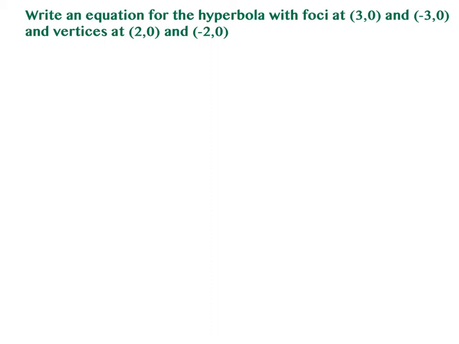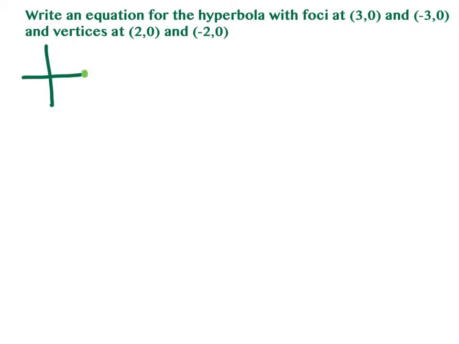Okay, for this example, we want to write an equation for the hyperbola with foci at 3, 0 and negative 3, 0, and vertices at 2, 0 and negative 2, 0. So whenever you're given information like this, it's best to sketch a picture for yourself. Just sketch it. It doesn't have to be plotted perfectly or anything.